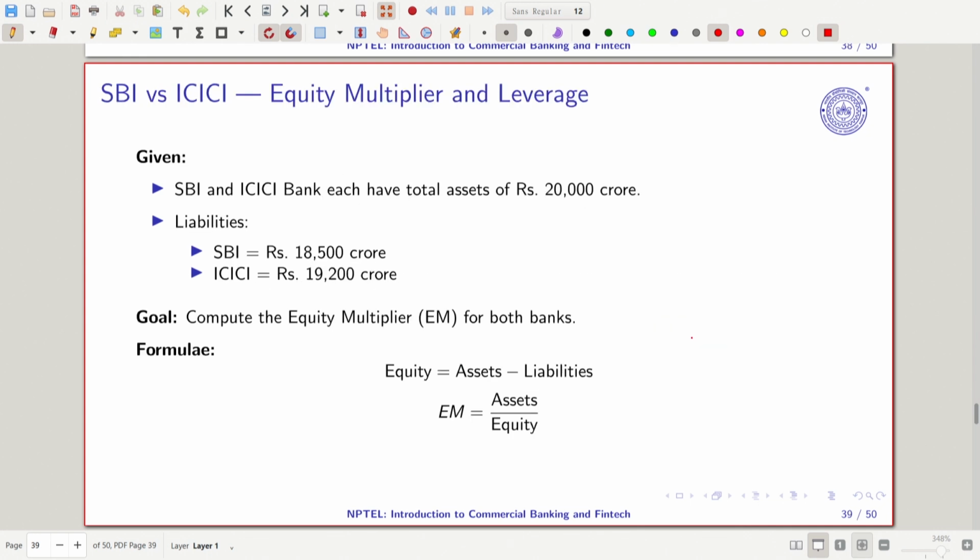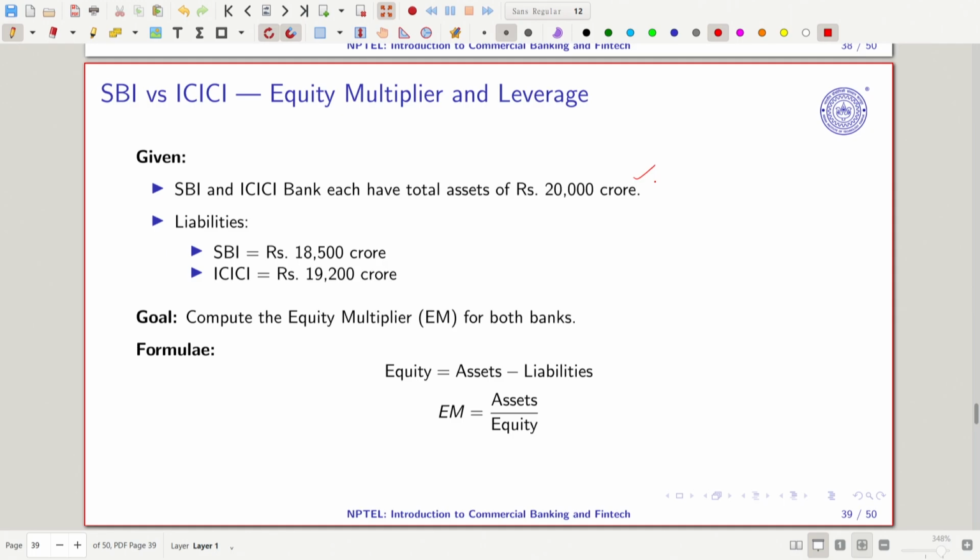So let's have the example. Suppose SBI and ICICI each have total assets of rupees 20,000 crore. The liabilities are different. SBI has 18,500 crore. Assets here mean the loan accounts worth 20,000 crore, and the liabilities are 18,500 crore.